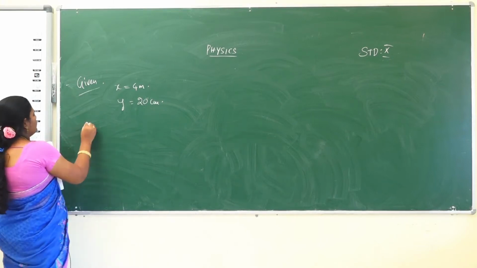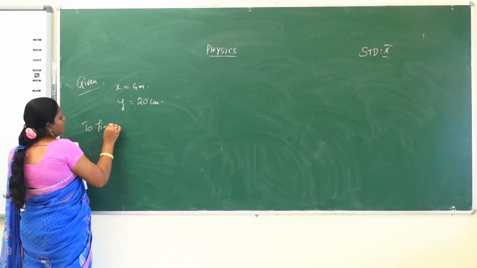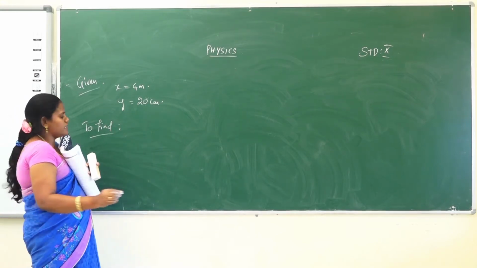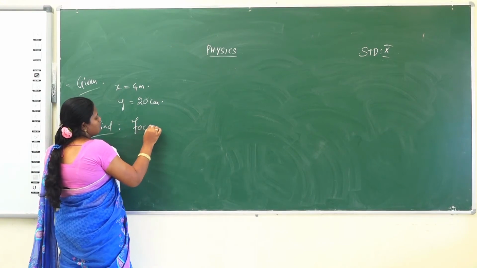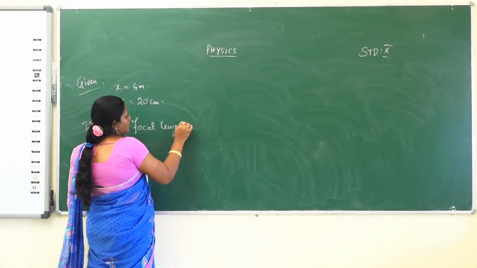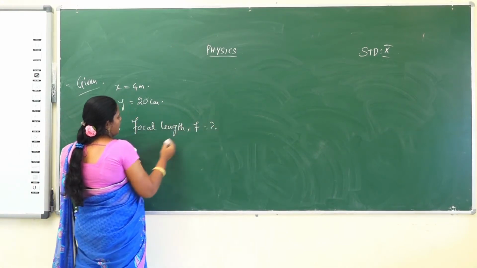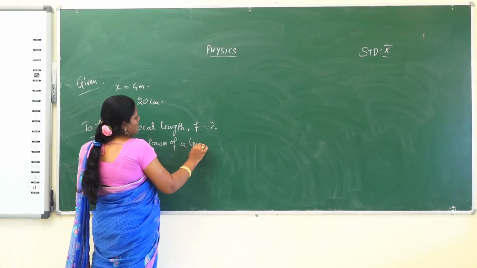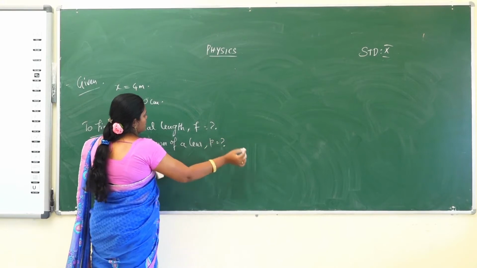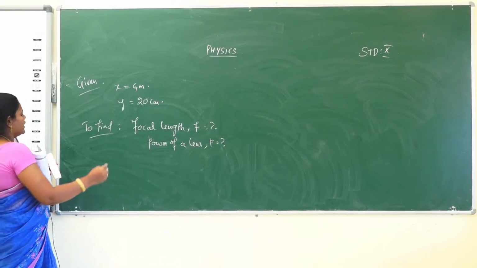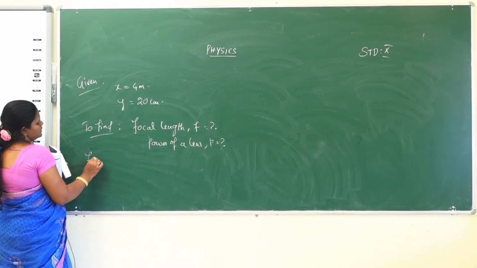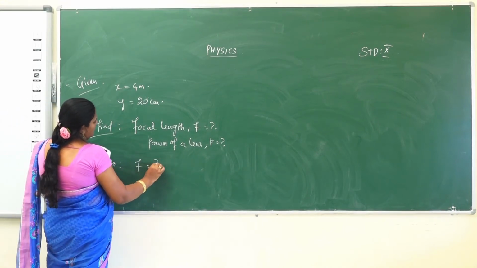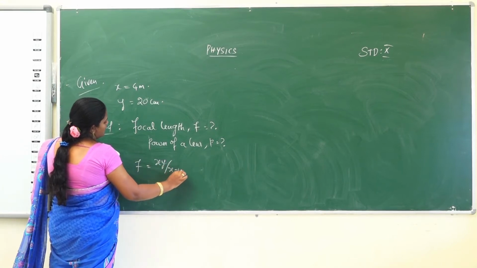What will we find out? First we will find out the focal length and the power of the lens. So focal length f is equal to question mark, and power of the lens p is equal to question mark. Okay, and then what's the formula that will be used to solve the problem? That is the formula: focal length f is equal to xy by x minus y.